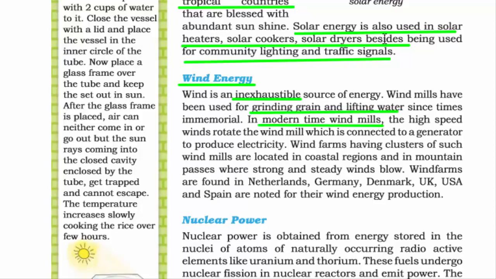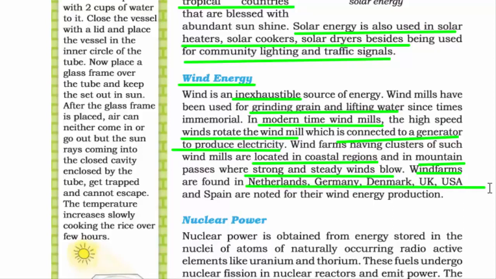But in modern times we have something called windmills. The wind rotates the windmill, which is connected to a generator, and that produces electricity. An ideal location for putting a windmill is a coastal region or mountains, because these places have strong and steady wind blow. Some of the wind farms are found in Netherlands, Germany, Denmark, UK, USA and Spain.